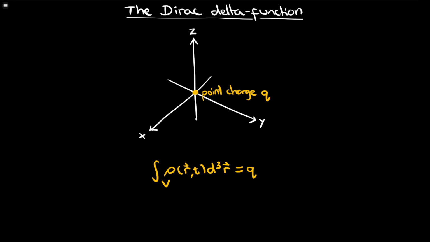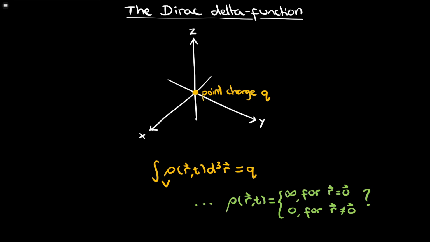But there are no charges outside the origin, so the charge density outside the origin must be 0. So for this integral to evaluate to something other than 0, we require that the charge density is infinite at the origin. This looks awfully reminiscent of the Dirac delta function, but in this case, we need something three-dimensional, like a three-dimensional Dirac delta function, not a one-dimensional one.